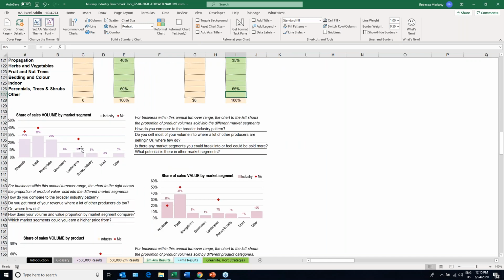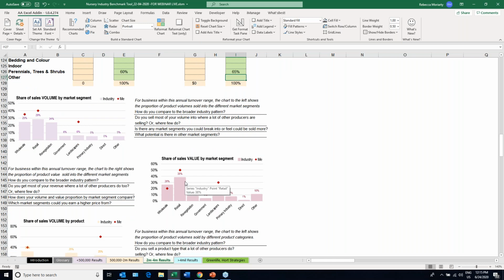So here we scroll down a bit further and we can see us, this little red diamond here, against the industry. So these columns here are showing, for all the businesses that sell between $2 to $4 million per year, how much they're selling in terms of proportional share. So here we can see about 25% of all those businesses, about a quarter of all of the businesses, are selling into wholesale. Now 29% into retail, which kind of lines up with our numbers.